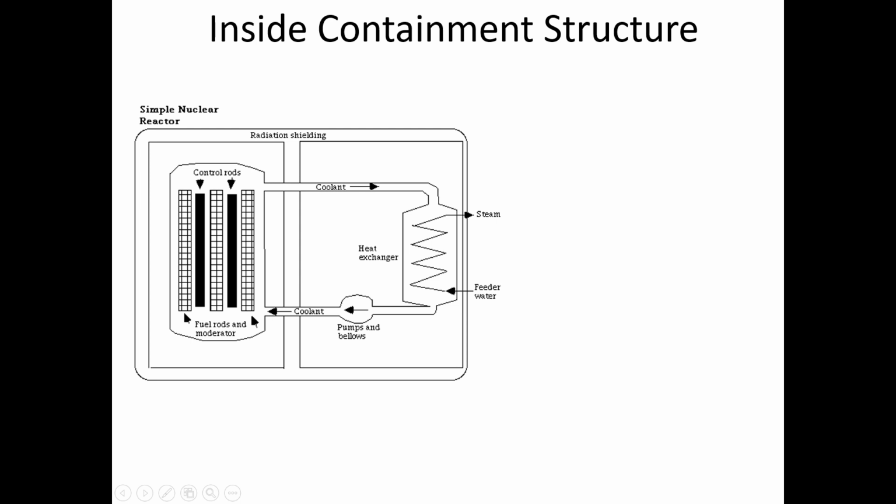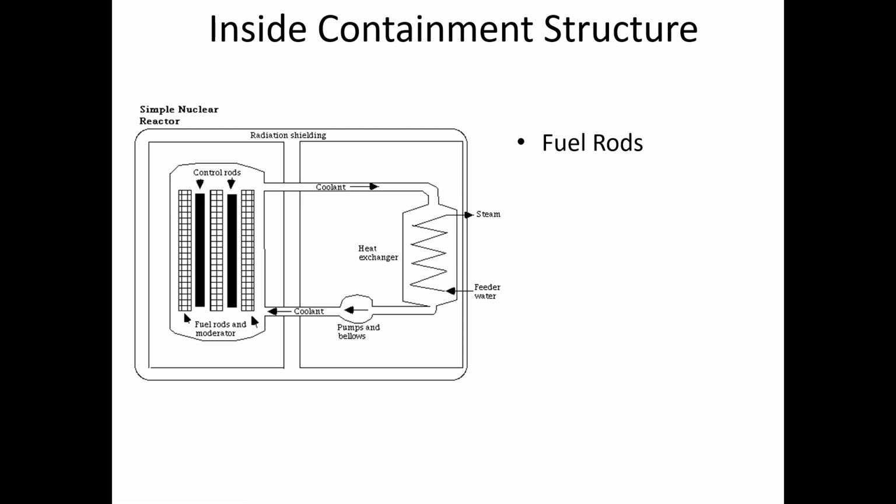Here you can see that in these lines, the metals, we have the coolants, which are basically water. This particular area is for the steam, and this is for the heat exchangers. The arrow signs in this particular area are the pumps and bellows that operate the coolant.